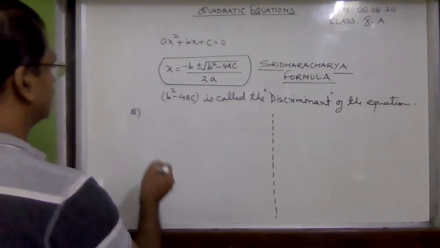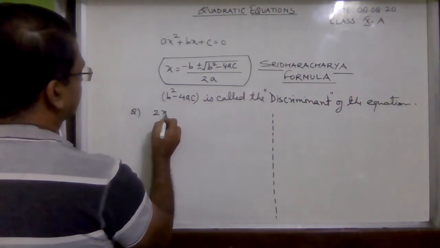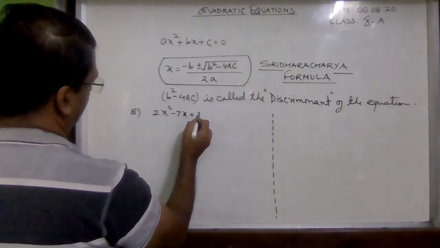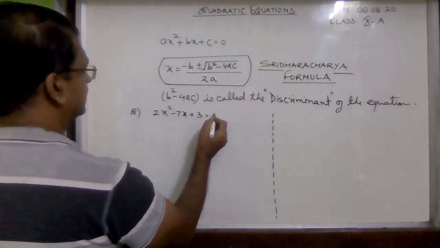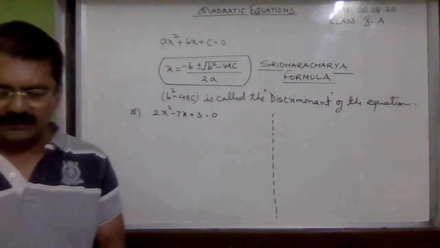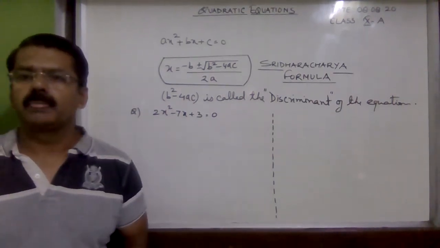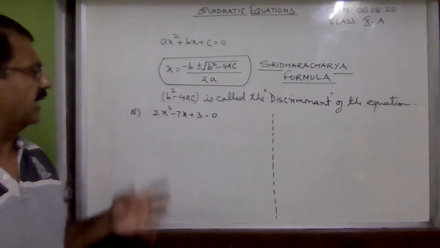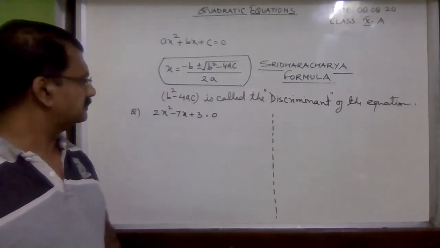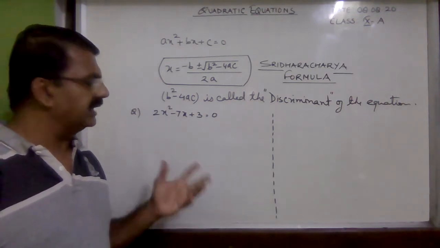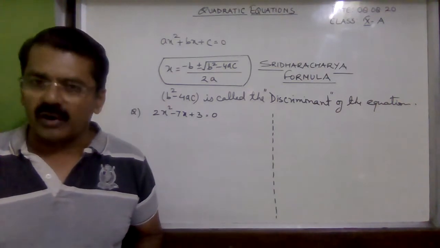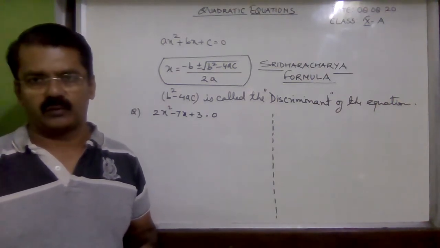The question is 2x² − 7x + 3 = 0. Now we have to solve this. We have to find the value of x by the quadratic formula or Sridharacharya formula.